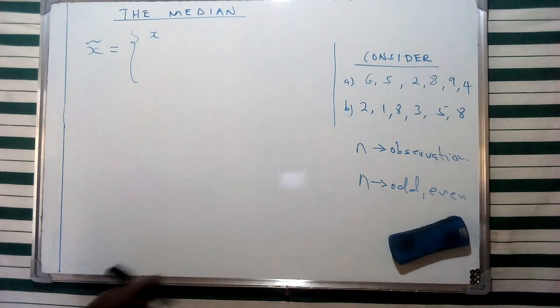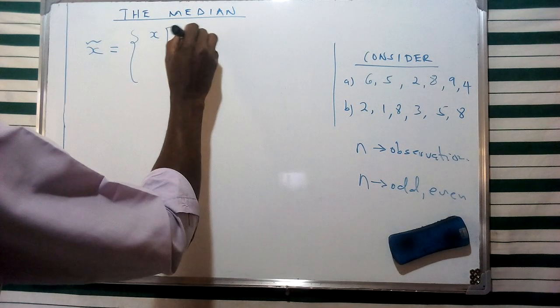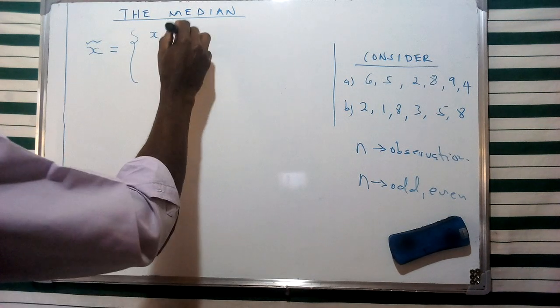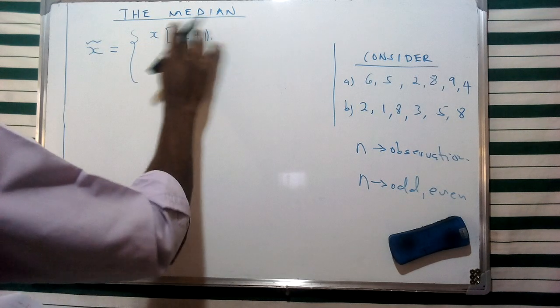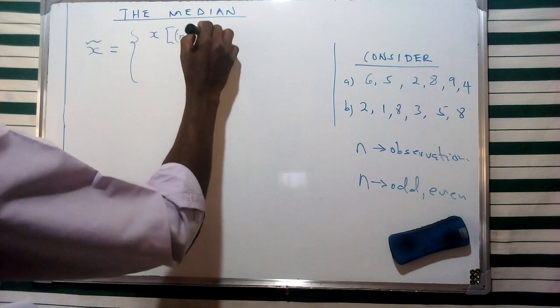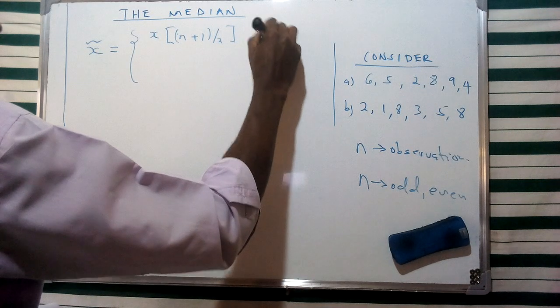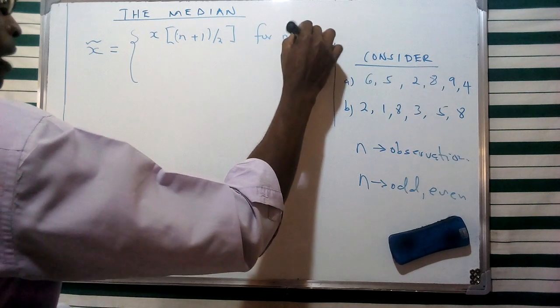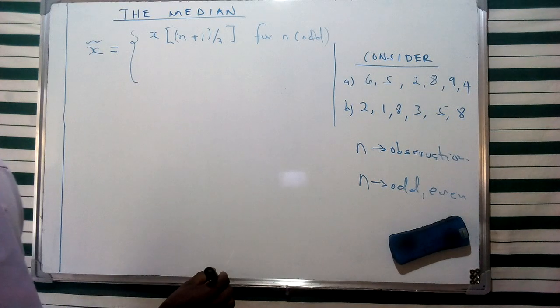So for odd values of n, we're going to use this particular formula of x subscript (n plus 1) divided by 2, where n is the number of observations. This is going to be used for a value of n which is an odd value given as such. So we shall use this formula in finding the median.